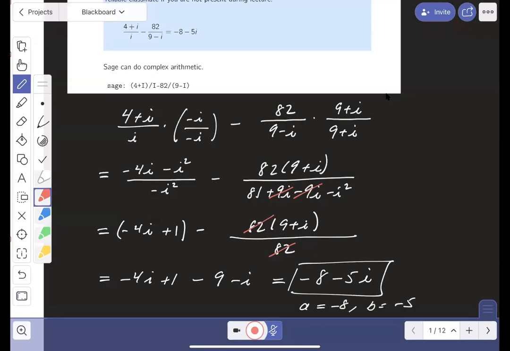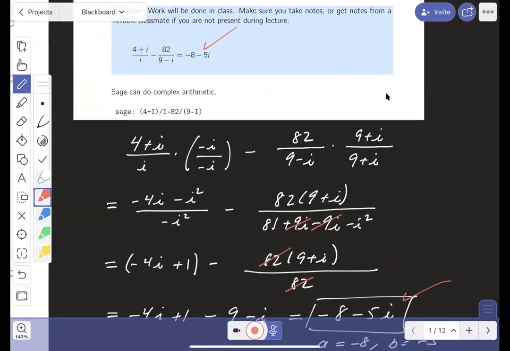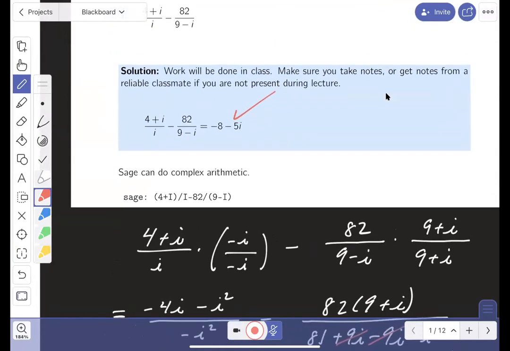Let's go back and check our key, see if we got it right. And if we didn't get it right, we didn't get it right. But we got it right. It's a good deal. I also want to point out an aside over here. I claim that Sage can do complex arithmetic, and you may want to look at that. I just simply typed in the problem. Remember in Sage that I is the unit imaginary number. All right, let's go to the next page, number 2.